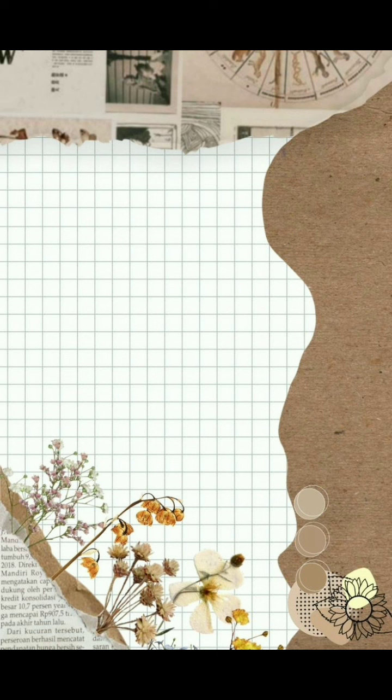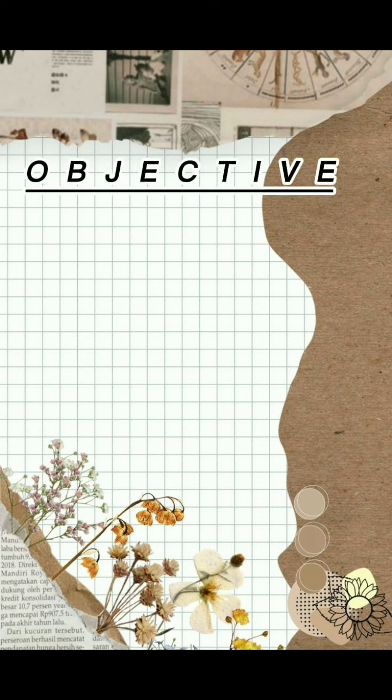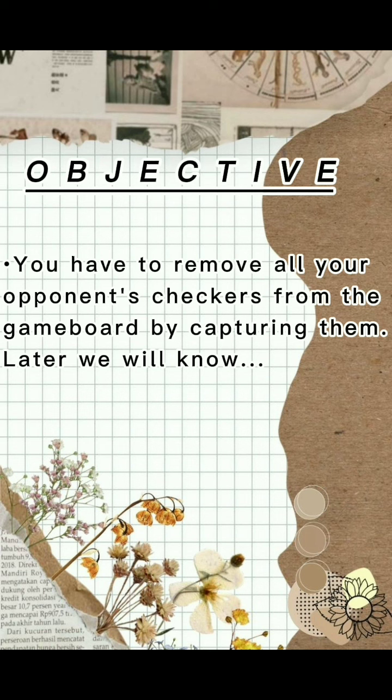Before playing the game, you need to know the objective. You have to remove all your opponent's checkers from the game board by capturing them. How? Later, we will know.